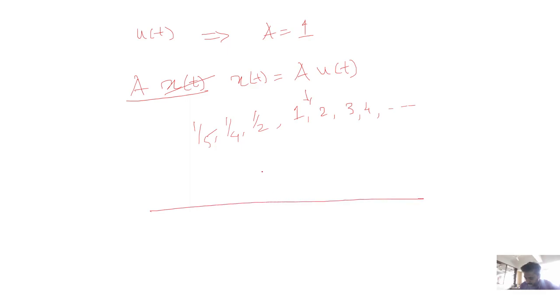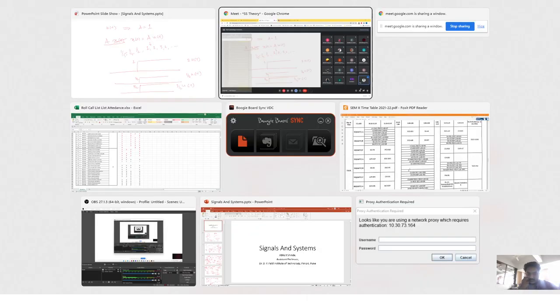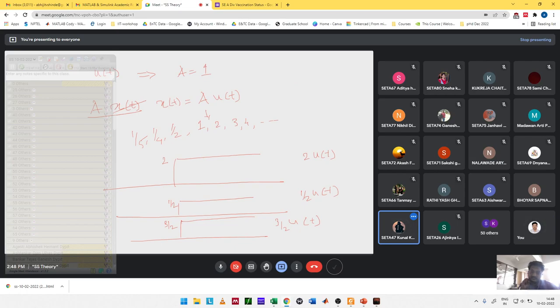That means amplitude can be doubled. In that case, it will be 2 times u of t. Amplitude can be half, that is half of u of t. Or it can be in between, something like 3 by 2 u of t, and this amplitude will be 3 by 2. Am I clear? Yes, sir.